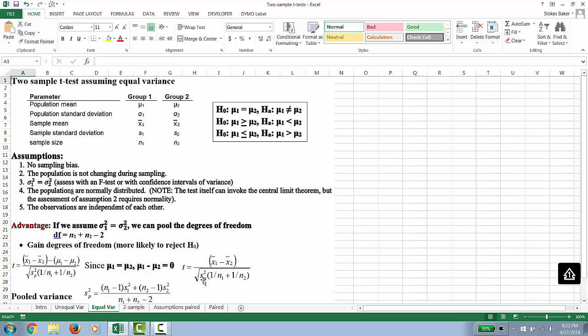Now the s squared p is what we call the pooled variance. And it is a weighted average of the variance based upon sample size. And that's what's being shown right here.